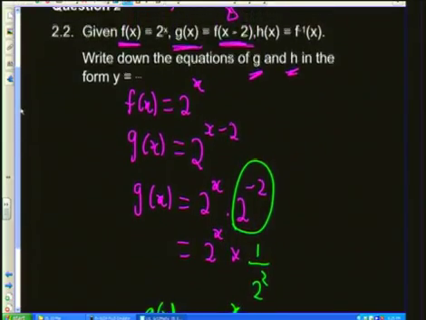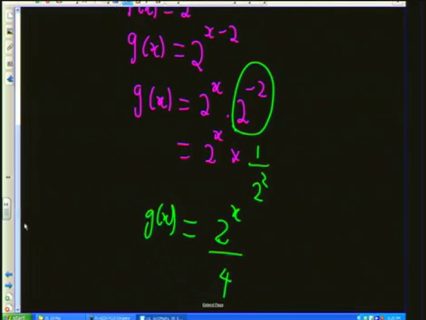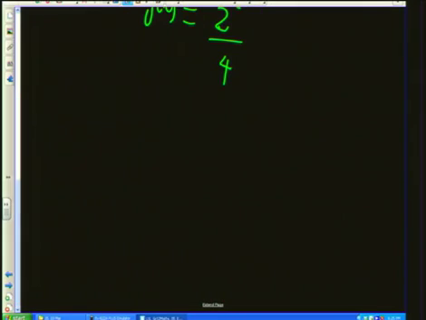Now, f is given as 2 to exponent x, right? So you do the second part, so we can call it b. Right, we need to work out h.